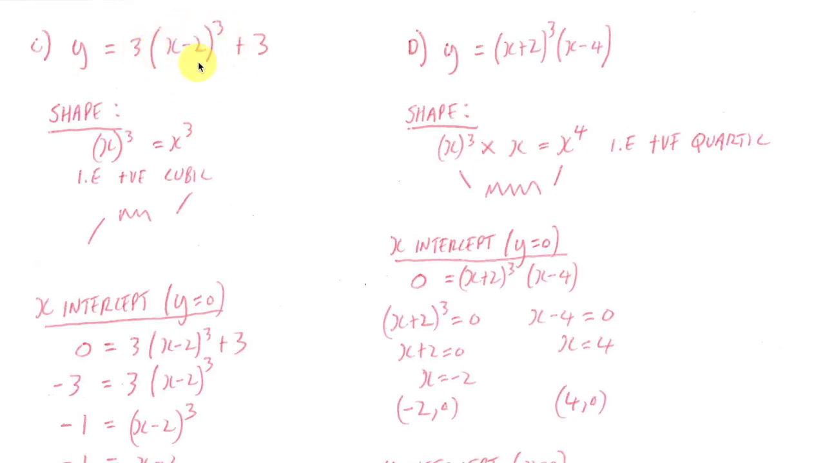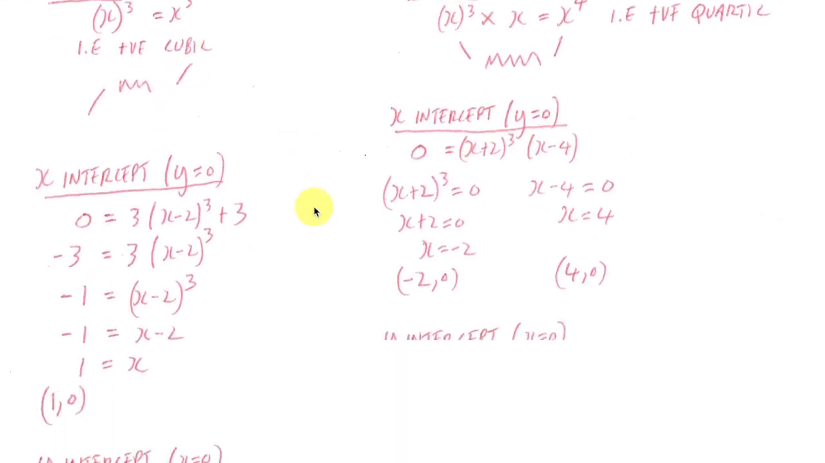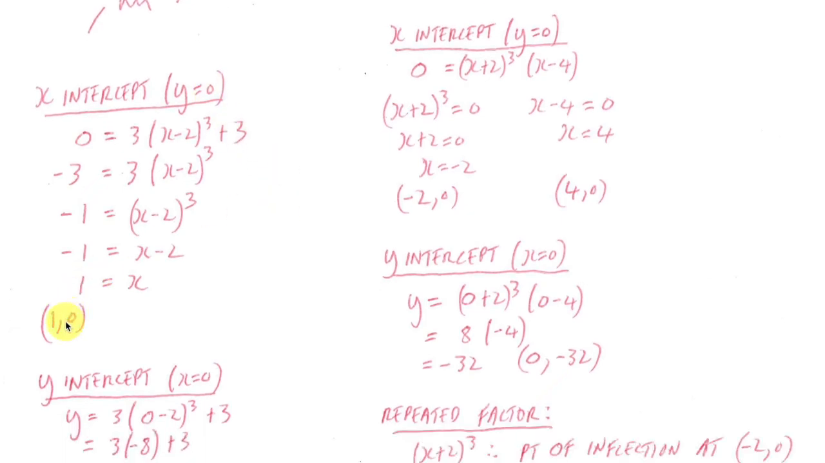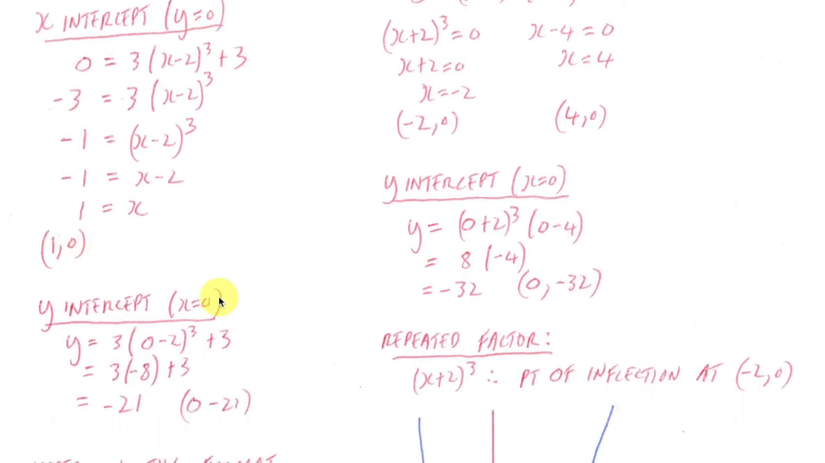What are we going to have overall? It's going to be an x cubic that is positive, so therefore the graph is going to go up towards the right, something's going to happen, then continue on going up towards the right. For my x-intercepts, let's just make y equaling 0, and you can see that the x-intercept is at 1, 0. Y-intercept, sub in x equaling 0, produces 0, negative 21.